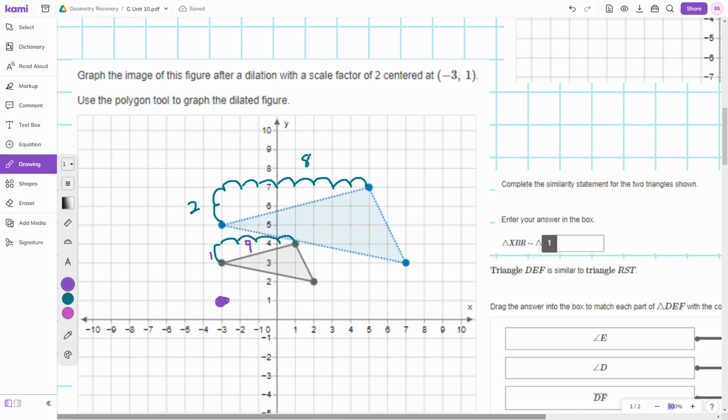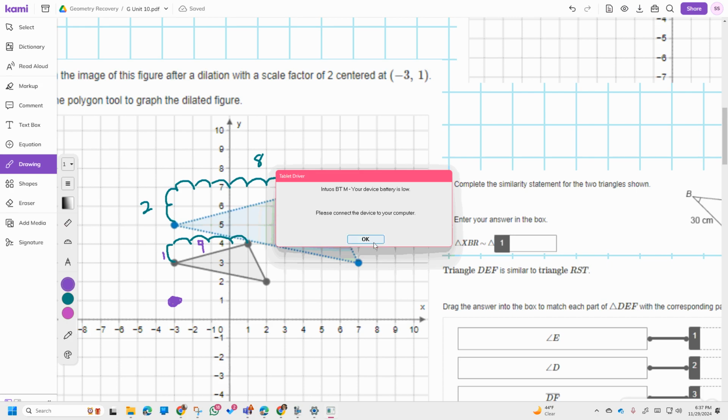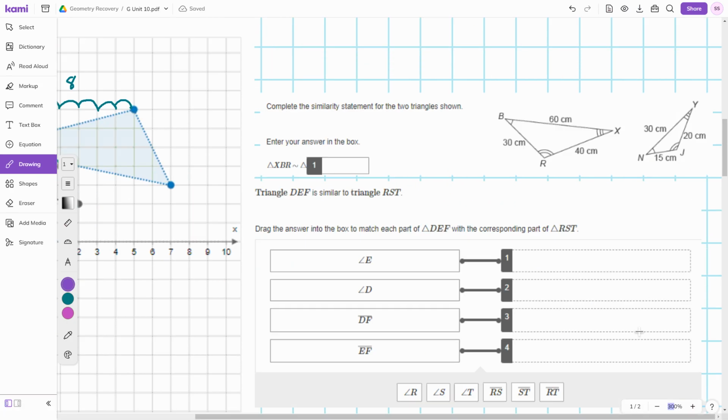All right. Let's go to the next question on similar triangles. Oopsie. Gotta charge my tablet.